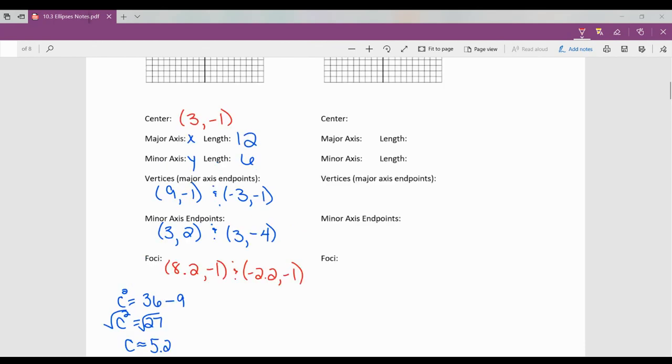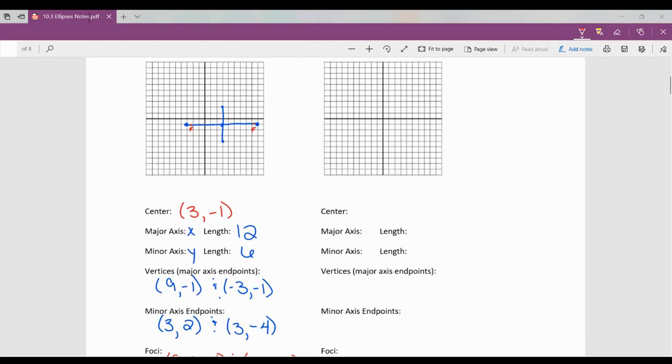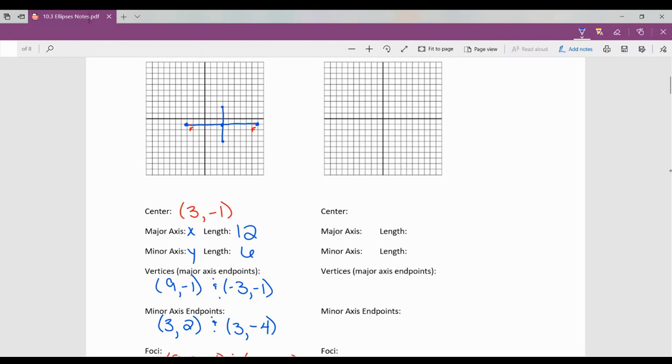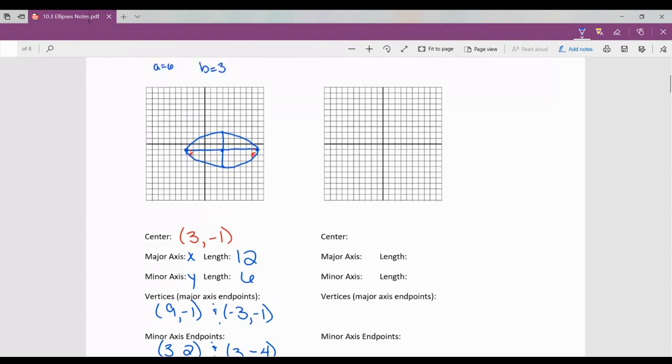Okay, so now last thing is to create that ellipse, and it's going to be, I'm the worst at connecting all these, so, okay, not that bad. All right, usually they're brutal. All right, so that is my ellipse. It should look a little bit more ovally, but what can you do?